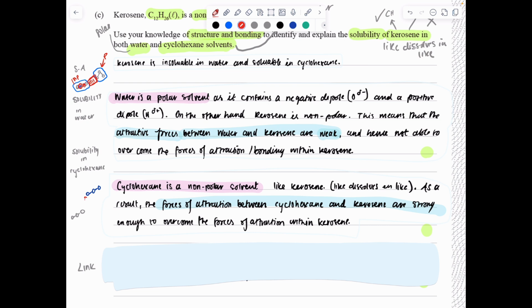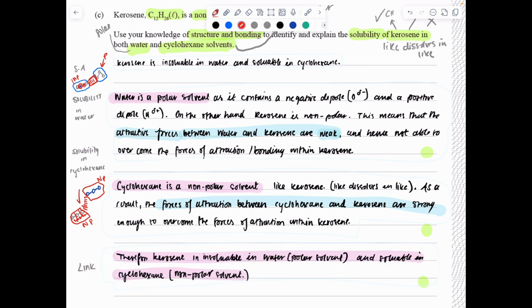Both of them are non-polar. So the forces of attraction between the cyclohexane and kerosene are going to be strong enough to overcome the forces of attraction within kerosene and break it apart. Okay, so it is going to be soluble because they are both non-polar. Like dissolves in like. All right, so linking back to the question. Therefore, kerosene is insoluble in water, a bit of a typo there, because it's a polar solvent, and soluble in cyclohexane, which is a non-polar solvent.